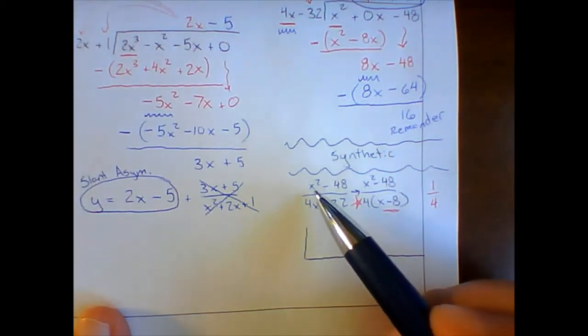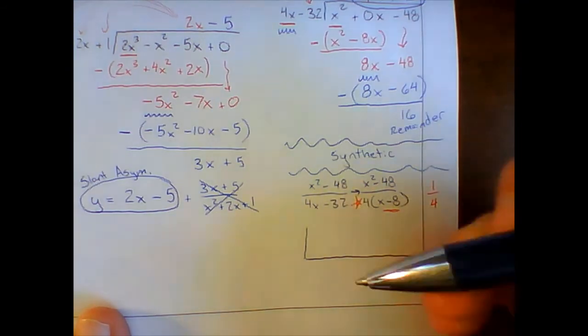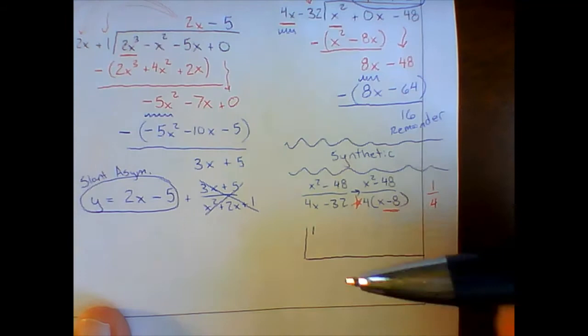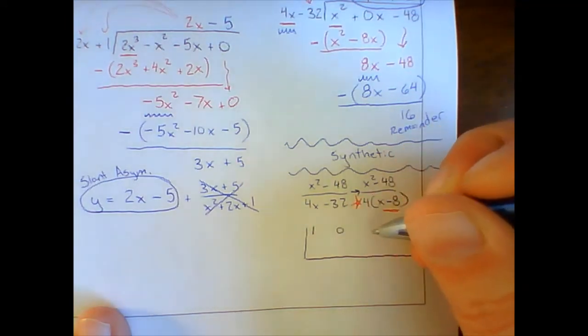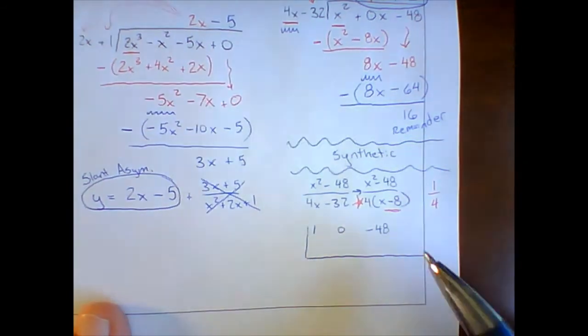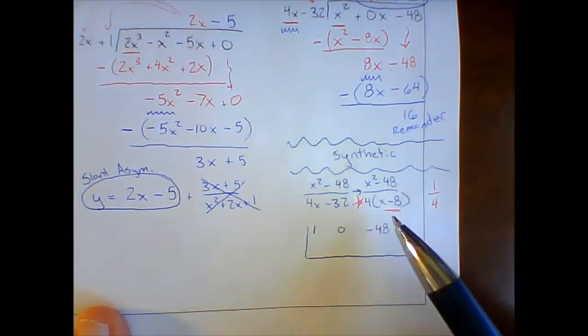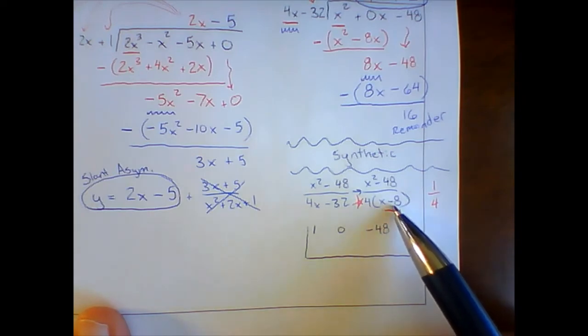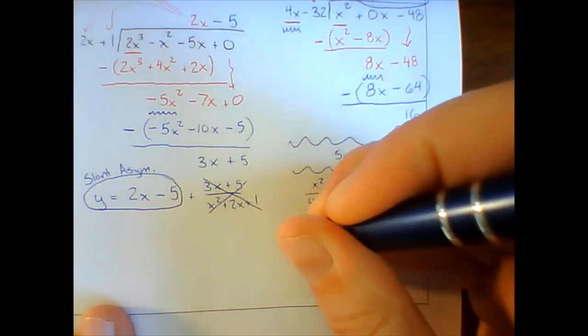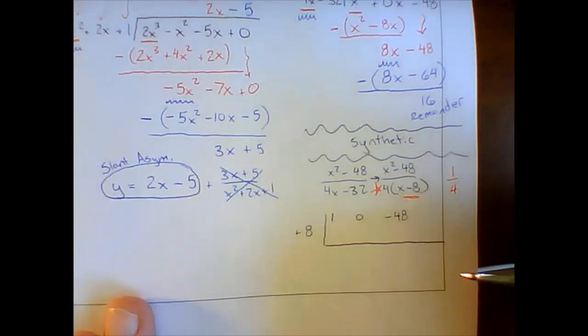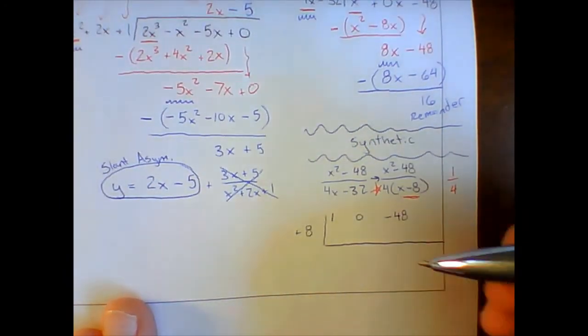So x squared minus 48. Well, there's a 1 in front of x squared, but we're missing the 0x term. So we're going to put in a 0 for 0x, and then we have a negative 48 in the back. And then remember, synthetic does not subtract like division needs to. So subtraction is an opposite thing, so we're going to put the opposite. We're going to put a positive 8 over there. The 4 won't come into it until the very, very end.